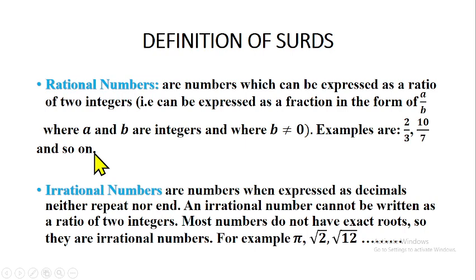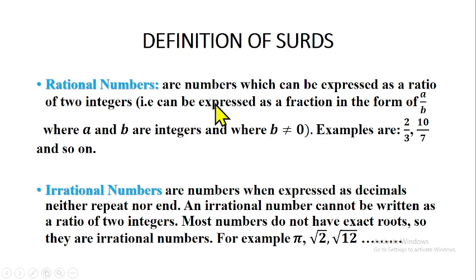So what are rational numbers? Rational numbers are numbers which can be expressed as a ratio of two integers. And we know that integers are positive or negative whole numbers. So when we're talking about rational numbers, we are talking about fractions, whether proper or improper fractions, they are rational numbers.